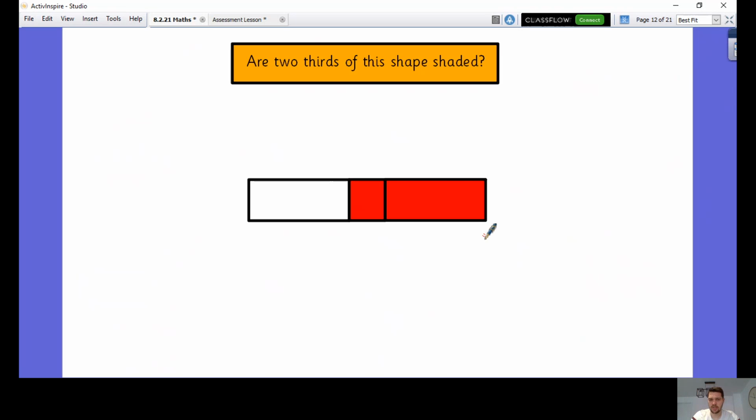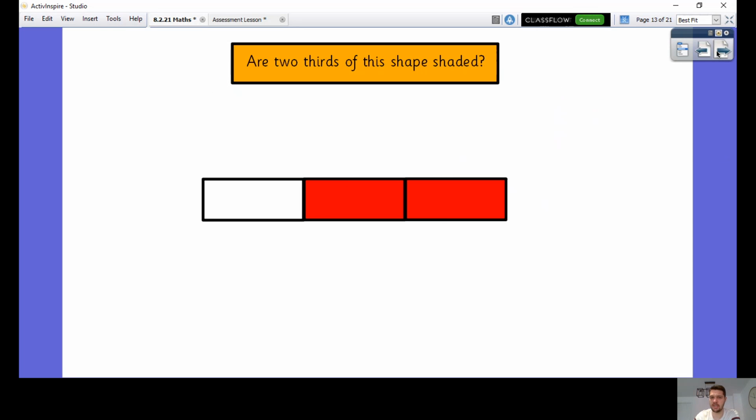So are 2/3 of this shape shaded? What do you think? The answer is no. Even though I have 2 red and 1 white, are they equal? No, they are not. So 2/3 of this shape is not shaded.